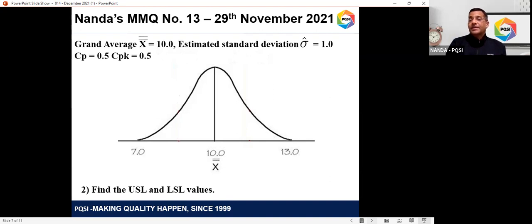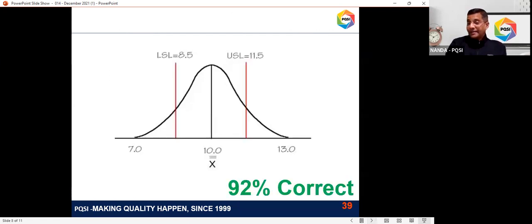And if you look at CPK, that's also 0.5. So the same logic here. So whenever CP and CPK values are the same, that means the process is centered. So the center value is 10. So 1.5 is this side and 1.5 is this side. So the upper specification is 10 plus 1.5, which is 11.5. The lower specification is 10 minus 1.5, which is 8.5. So that was the answer for the second question. So again, the 92%. I think everybody who got the first question right also got the second question correctly. So 11.5 is your upper spec and 8.5 is your lower spec.